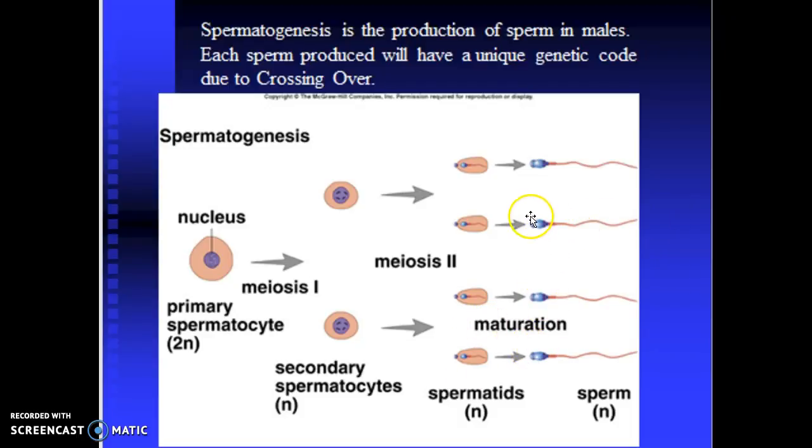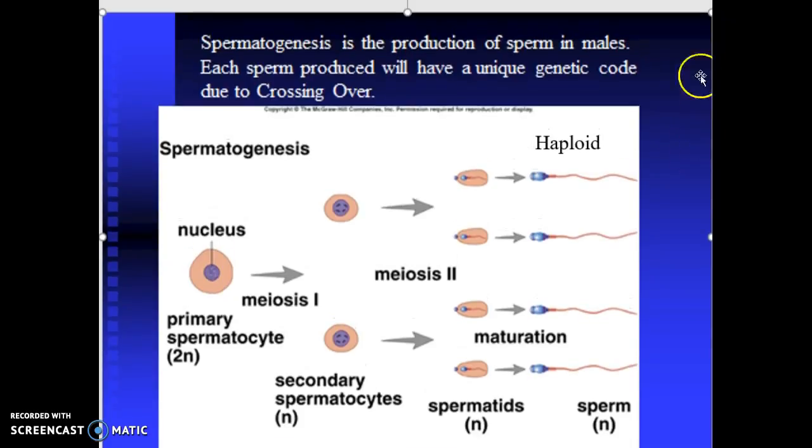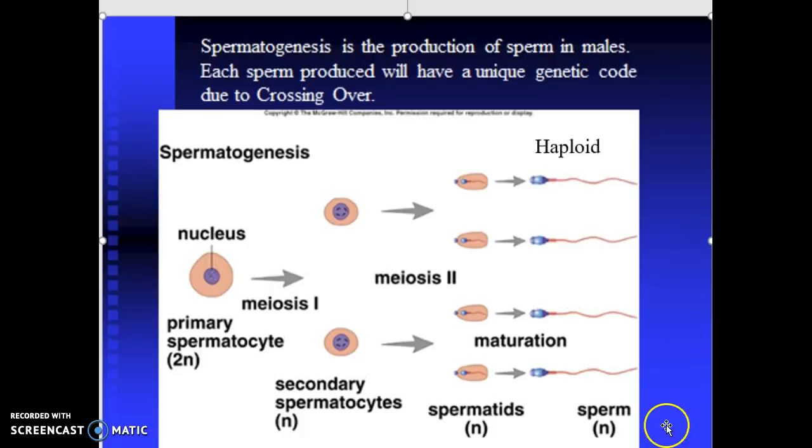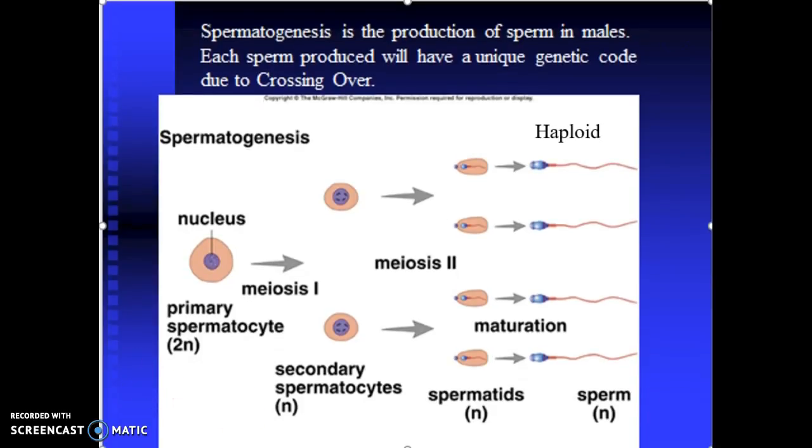They get their tail and their little chromosomal cap, a little enzyme that helps them actually get into the egg. And these guys are going to be ready to go. Each one of these is genetically unique. Each sperm cell has a slightly different genetic code. And again, keep in mind the term haploid. That's what we want to use to describe the sperm cells. So when we're looking at the haploid sperm cells, spermatogenesis is the process.